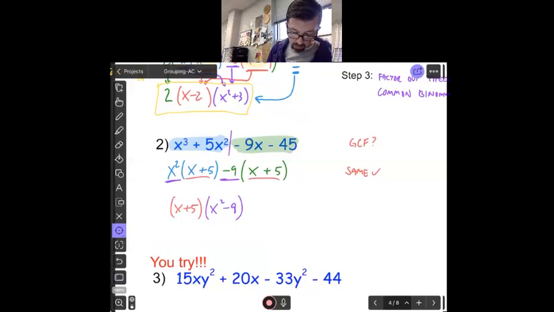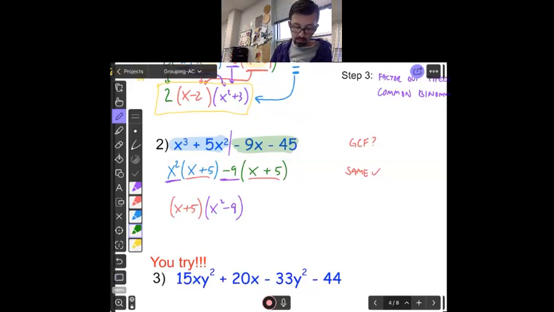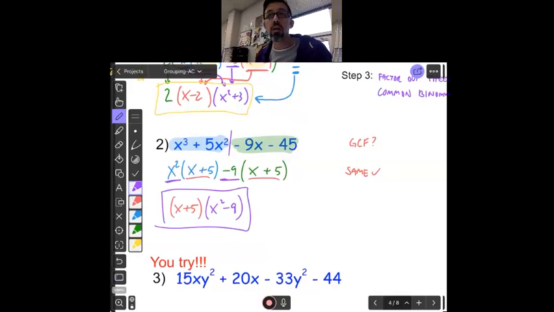Then we just stop and look. Do these have anything in common? Nope. Do these have anything in common? Nope. Okay, so that means we've broken this apart as much as we can. So that means that we're done. Okay, that problem's actually not done. There's more to do. We just don't know how to do it yet.